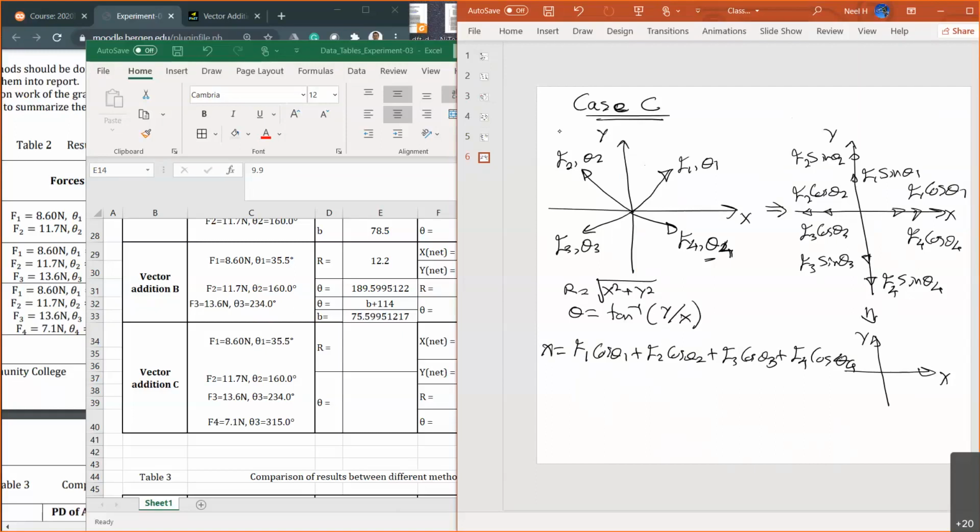So that's what I meant earlier. Until this point, we actually did it earlier, until this third one. Then you add the fourth one, okay? And then similarly, y is going to be F1 sine theta 1 plus F2 sine theta 2 plus F3 sine theta 3 plus F4 sine theta 4.